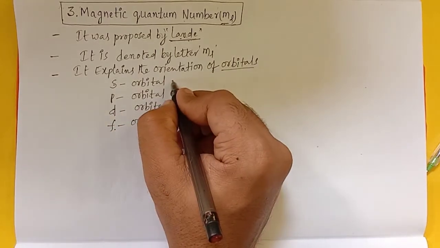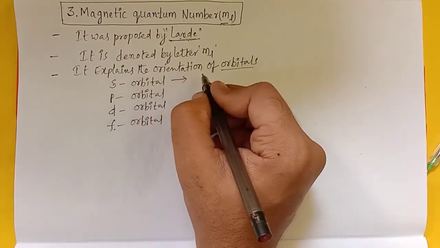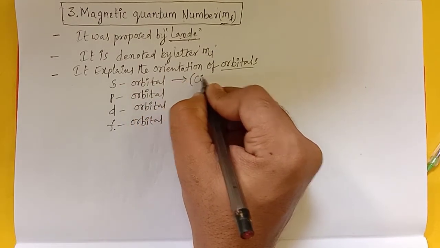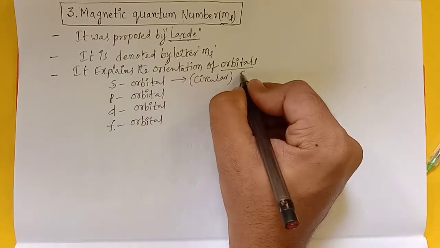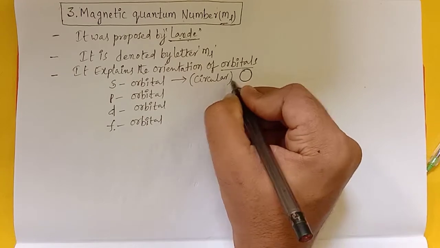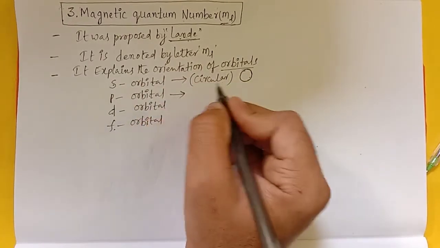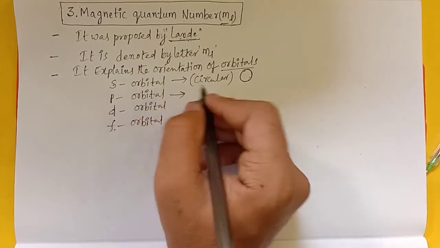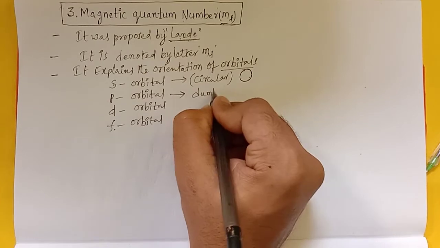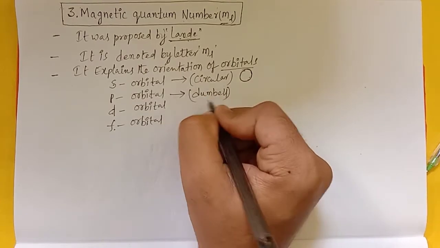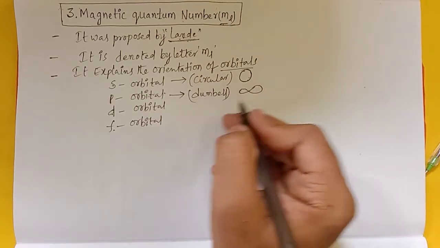And what is the shape? What is the shape of the S orbital? The circular shape. This is the shape of the S orbital. And what about the P orbital? The P orbital shape is dumbbell shape. So what is the P orbital shape? This is the dumbbell shape.